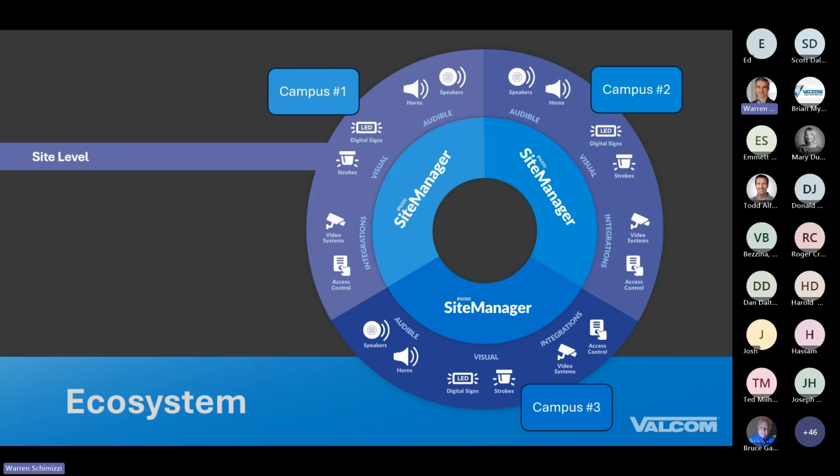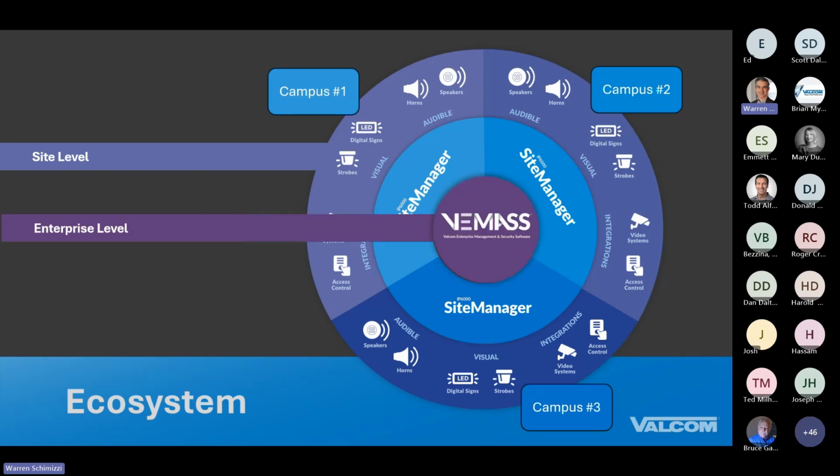Each campus has individual site level control of those things that we talked about: speakers, horns, signs, strobes, etc. We can also, after the fact, tie those together at an enterprise level using VMAS, which is our Valcom engineered enterprise management and security software. Now, keep in mind that autonomousness may not be a real word, but the autonomy of those individual sites is still there. However, things like VMAS give the opportunity to control all those things from a single pane of glass when needed.